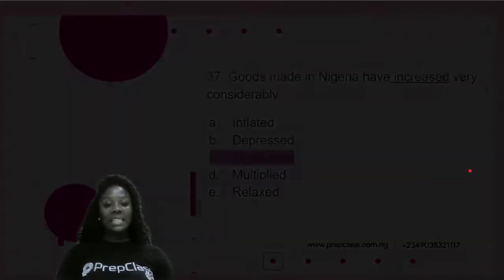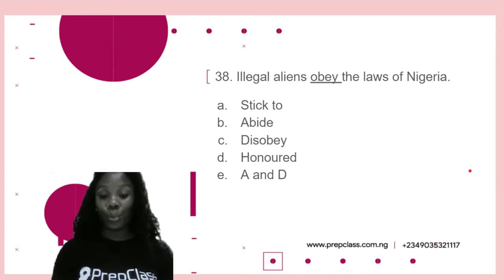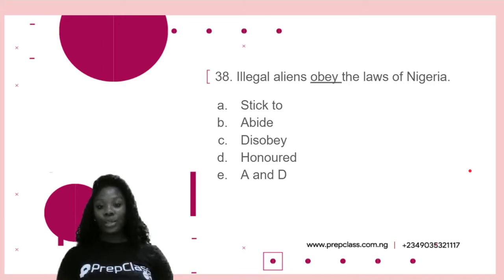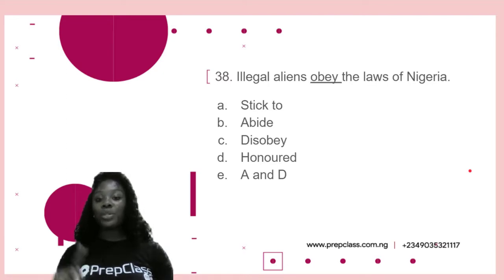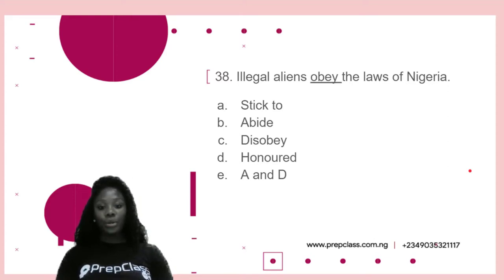And 38: Illegal aliens obey the laws of Nigeria. Obey is the underlined word. So we are to answer with the opposite of the word obey. Now we have options A, stick to; B, abide; C, disobey; D, honored; and E, A and D.